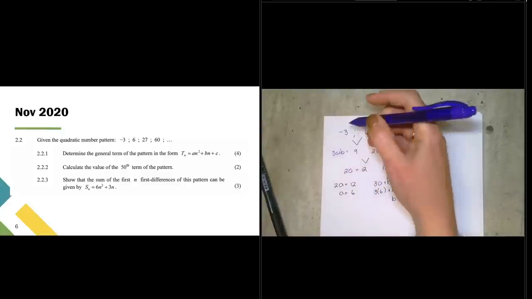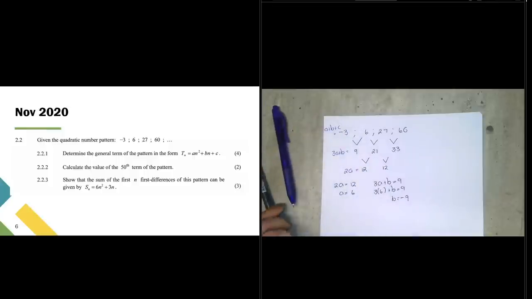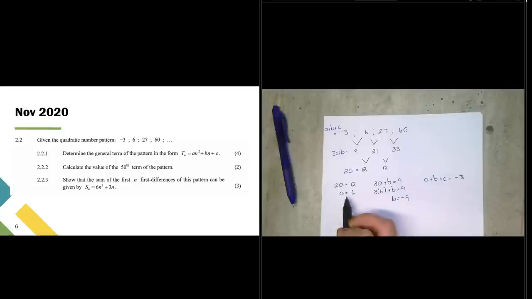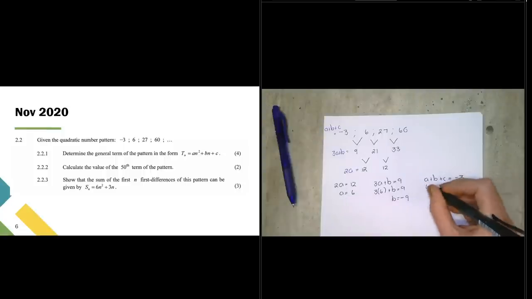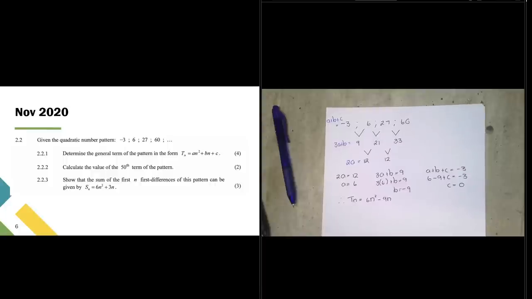Working from my last step up, my first term of my original series is equal to a plus b plus c. So a plus b plus c equals negative 3. A we calculated was 6. B we calculated was negative 9, plus c equals negative 3, so c calculates to be 0. So what is our formula? Tn equals 6n squared minus 9n. I do not have to write plus 0. Once again, 4 marks. Where did the 4 marks go? For calculating up until the second difference, and for calculating a, b, and c.